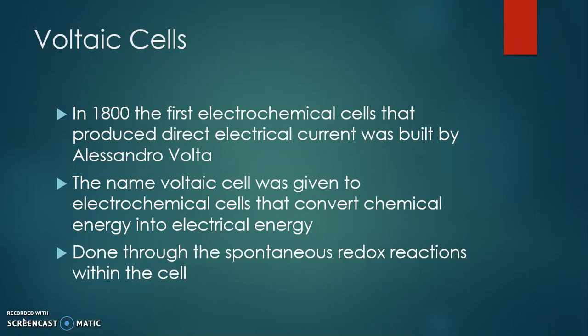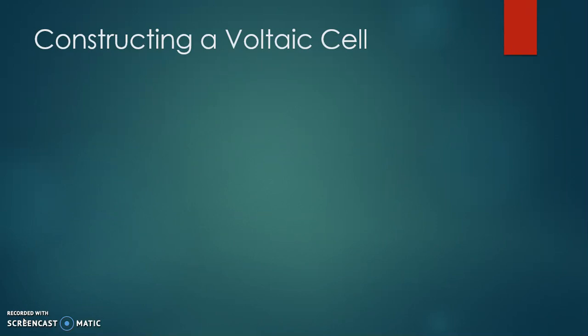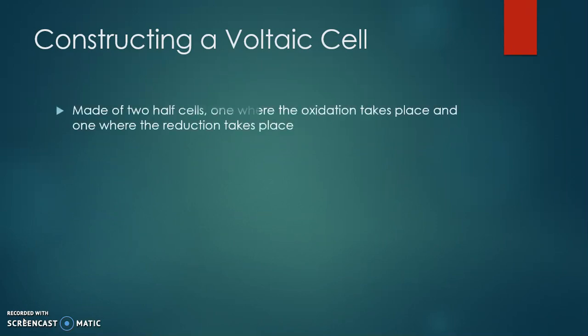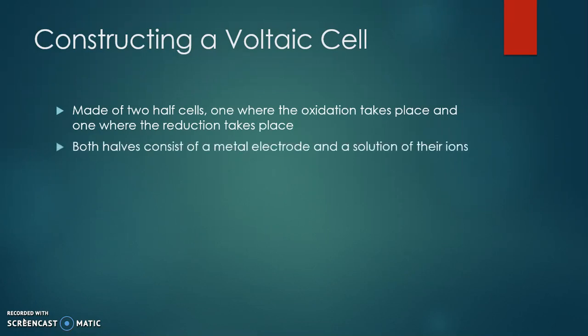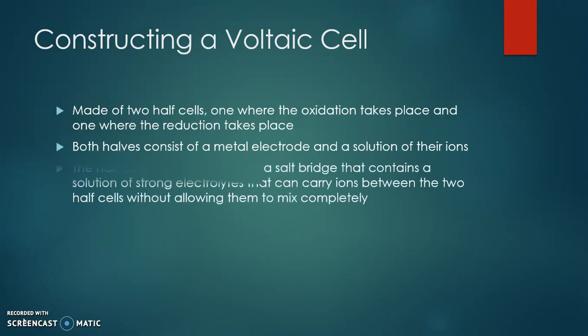So how do you build a voltaic cell? Voltaic cells again involve two different half cells, a reduction and an oxidation. And in those oxidations and reductions, you're going to have a metal electrode, so two separate metals, in a solution of their ions, and then a salt bridge that's going to connect them. That way we have these ions being able to flow to one side and another to keep those solutions neutral.